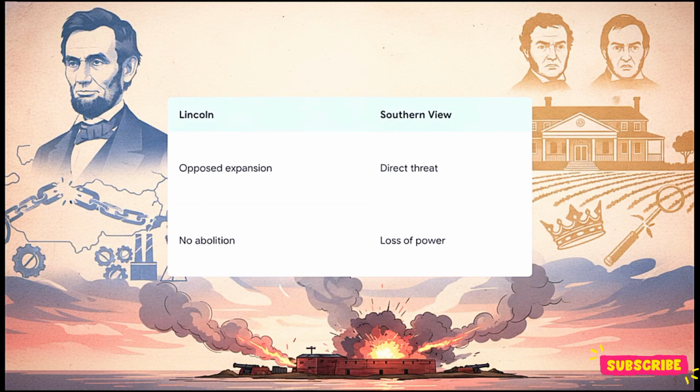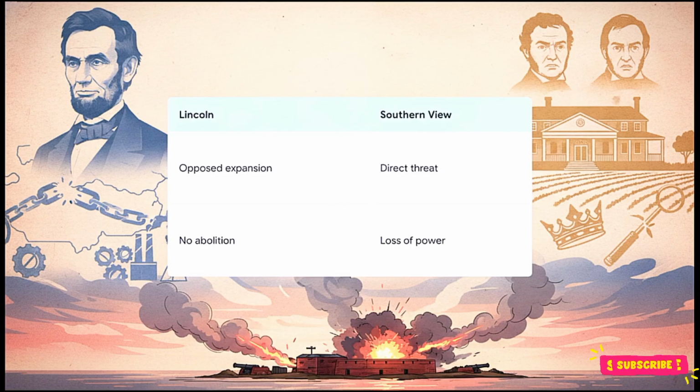See, Abraham Lincoln's actual stated stance during the campaign was pretty moderate for his party. He firmly opposed expanding slavery into new territories, yes, but he explicitly and repeatedly said he did not intend to abolish it where it already existed in the South. But Southern leaders, they simply didn't believe him.